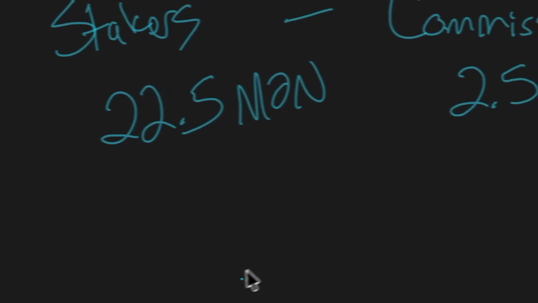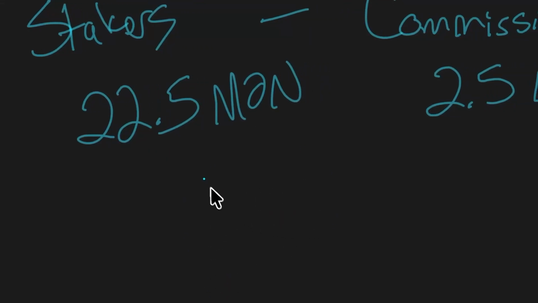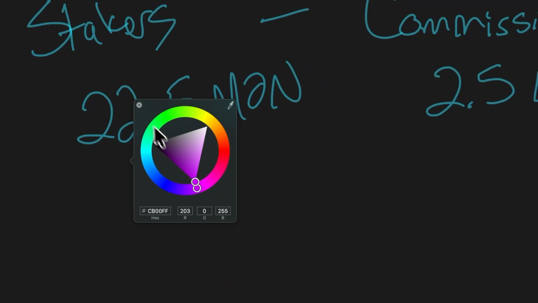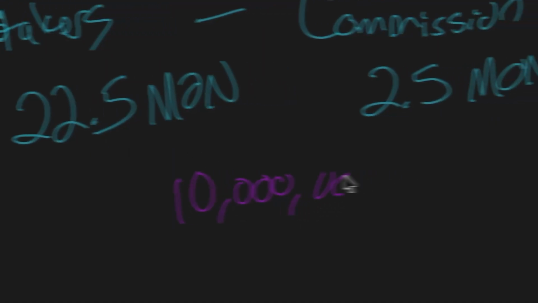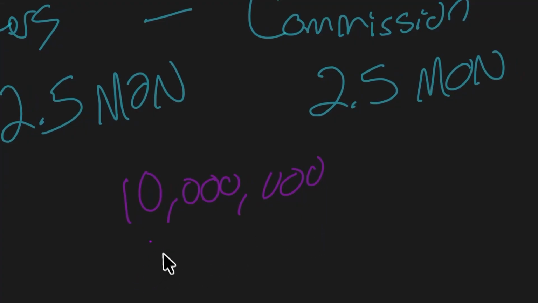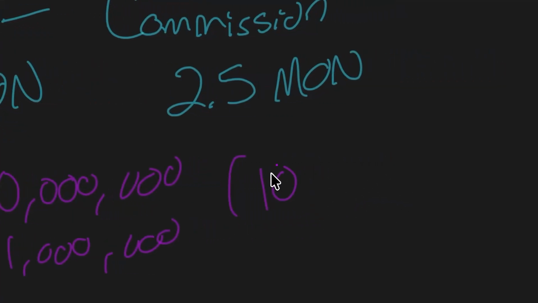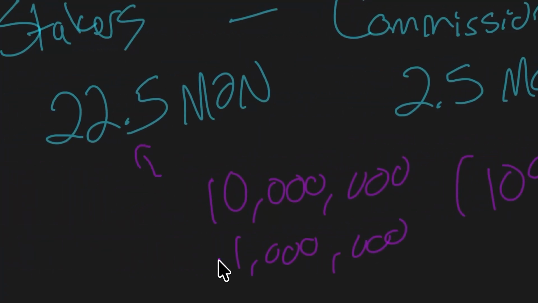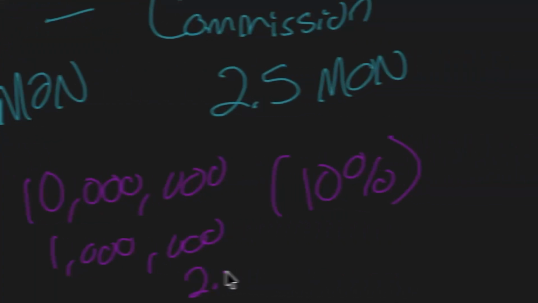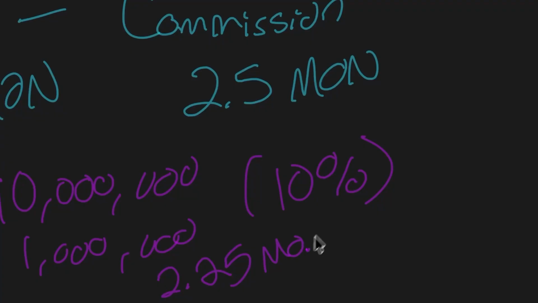MON for the stakers. Now let's pretend that that validator has something like, we'll change the color here, just pretending 10 million MON staked to it, and you, of that 10 million, delegated 1 million of it, or you have 10% of the total stake of that validator. That means you get 10% of the 22.5 remaining MON, or in this case, that would be, of course, 2.25 MON every time that validator makes a block.